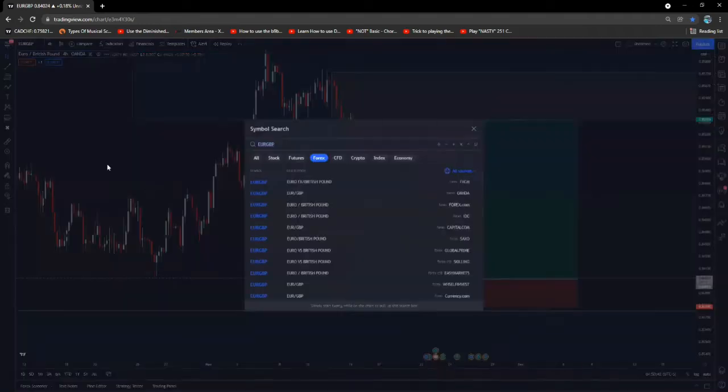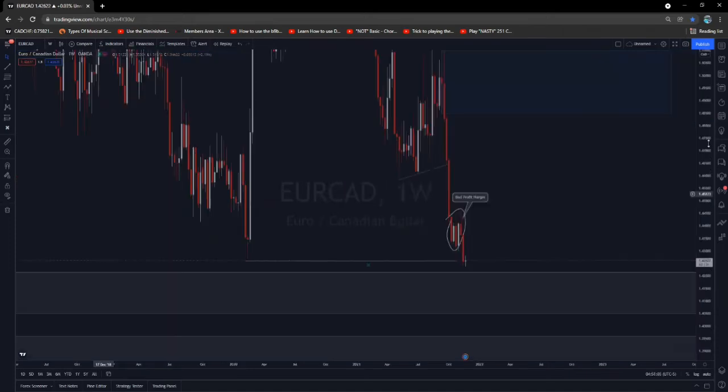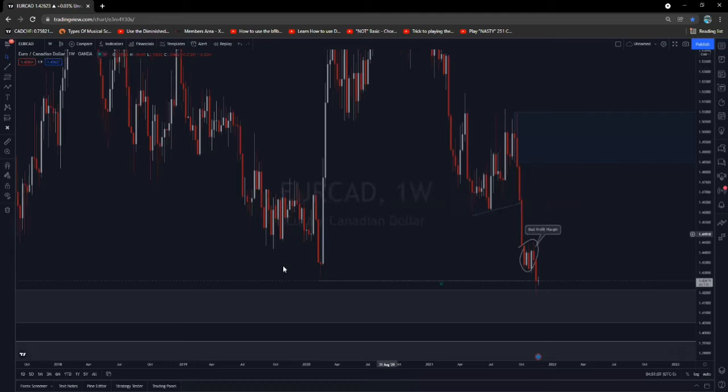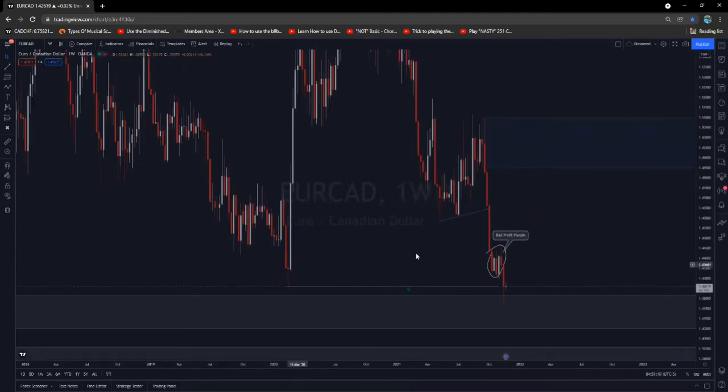So yeah, let's move on to another pair. Now this is an update on EURCAD. We've broken through this demand area as I anticipated. And also we have this congested price action over here. One of the things that I mentioned, which I don't talk about in my analysis, but is important to me in deciding whether or not I should be trading from a level, is profit margin.